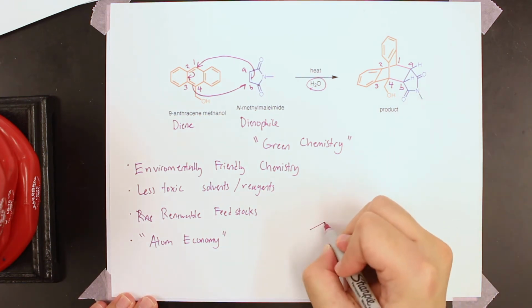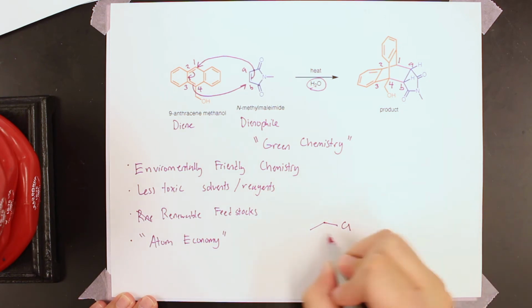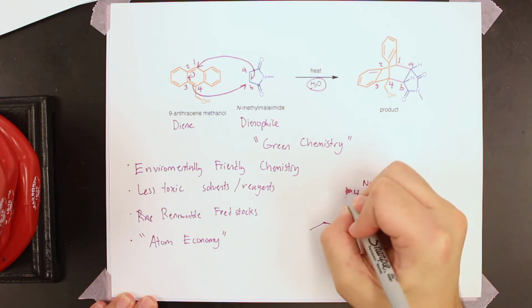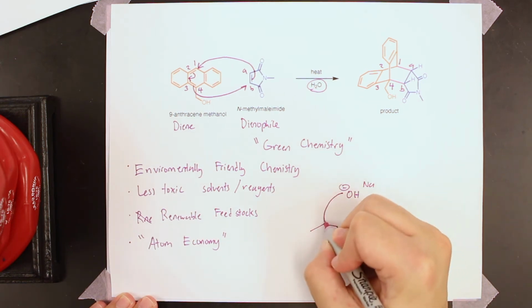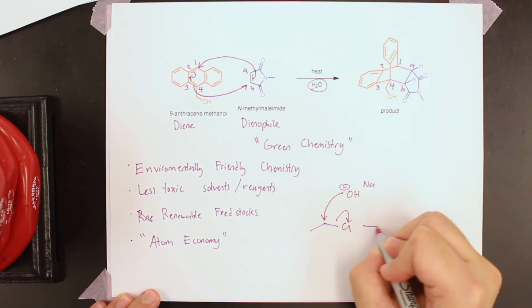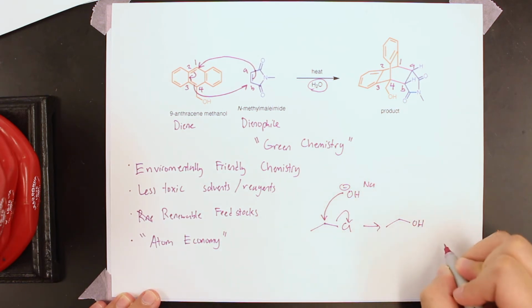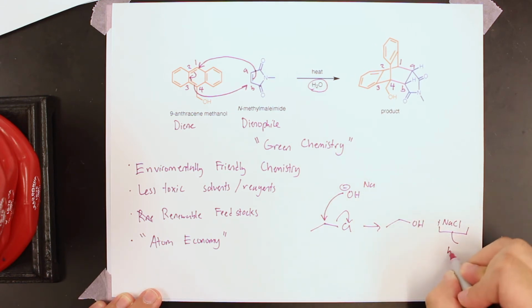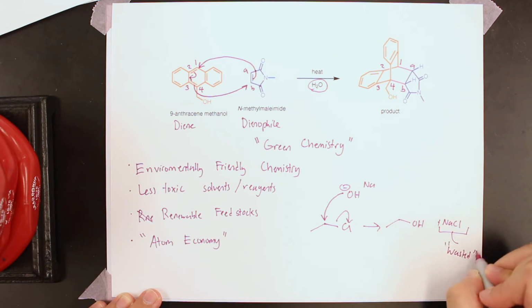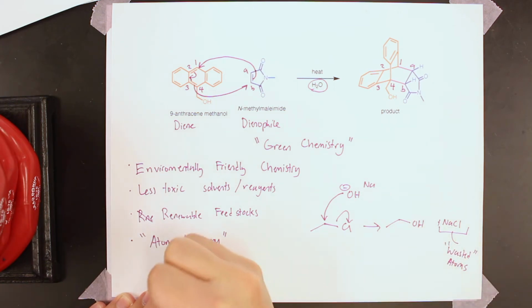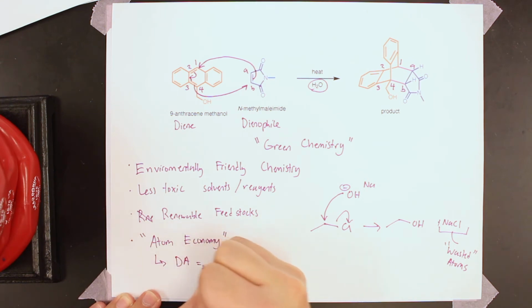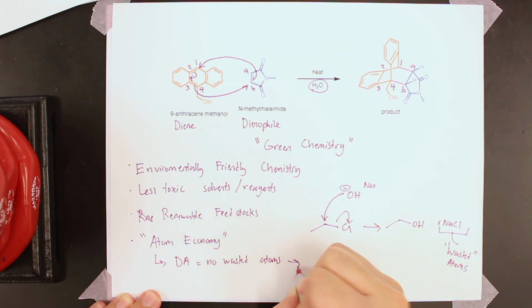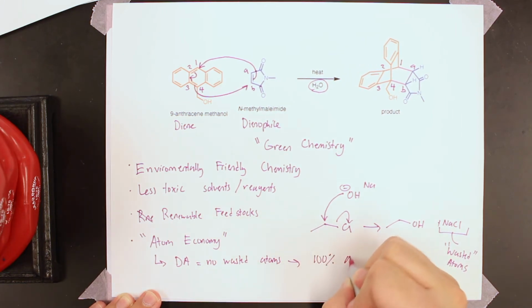Let's contrast this to something like a substitution reaction. Say we have ethyl chloride, and we mix it with sodium hydroxide, doing an SN2 reaction. The hydroxide will attack the ethyl chloride, kick off the chlorine, and we generate ethanol as a product. But we also generate sodium chloride as a byproduct. So these are so-called wasted atoms. But in a Diels-Alder reaction, there are no wasted atoms, so it's said to have 100% atom economy.